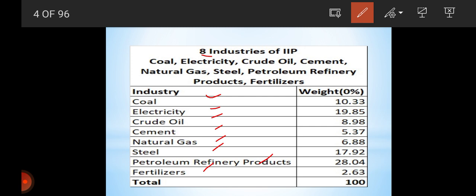So as per this, which industry has more and more weightage? Petroleum refinery products have the most weightage, as you can see, 28.04, and the fertilizer industry has less weightage in IIP. So these are the weightages of industries, and the performance of these 8 industries is measured by IIP.